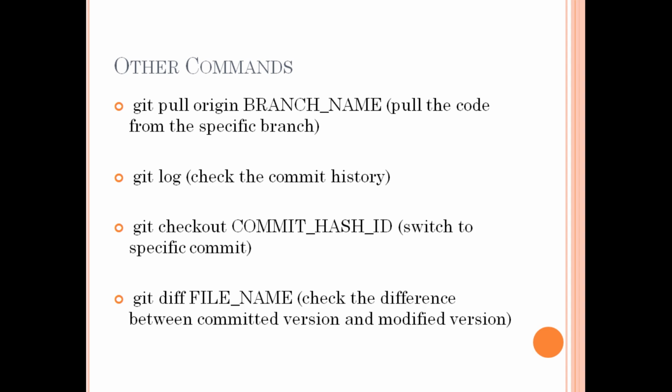Next command is git diff. This command is used to show differences between the changes made from the committed version and the current version. It is a very useful command and comes in handy when we need to know the changes made by us.